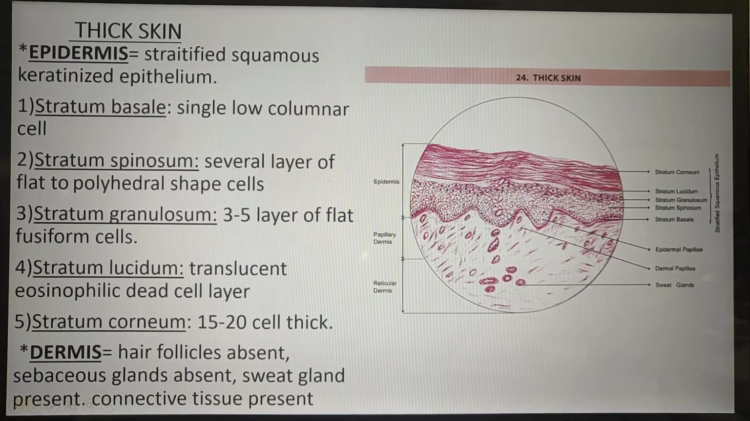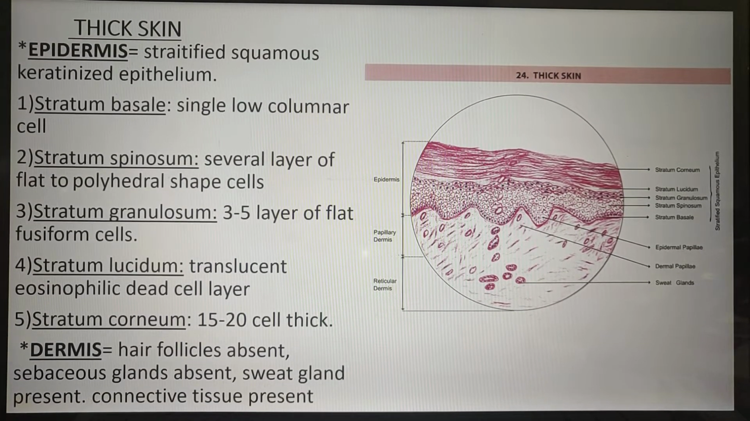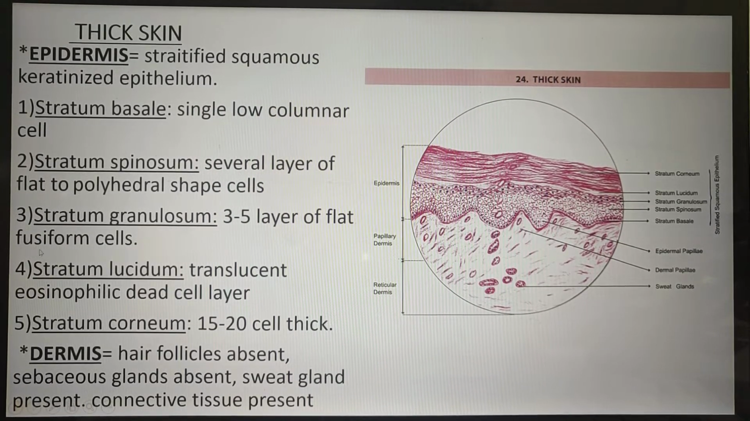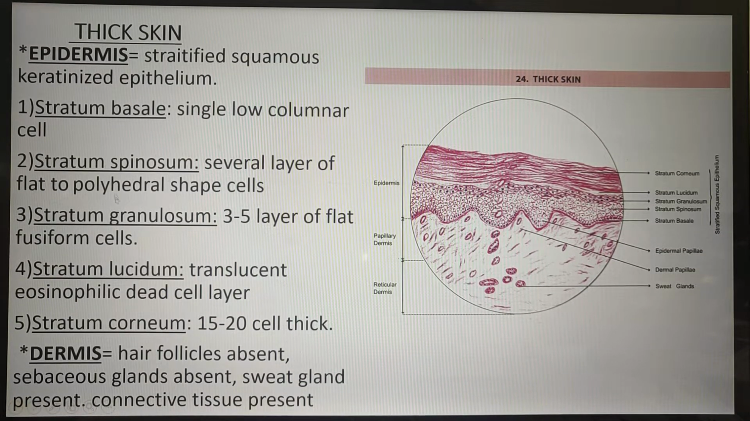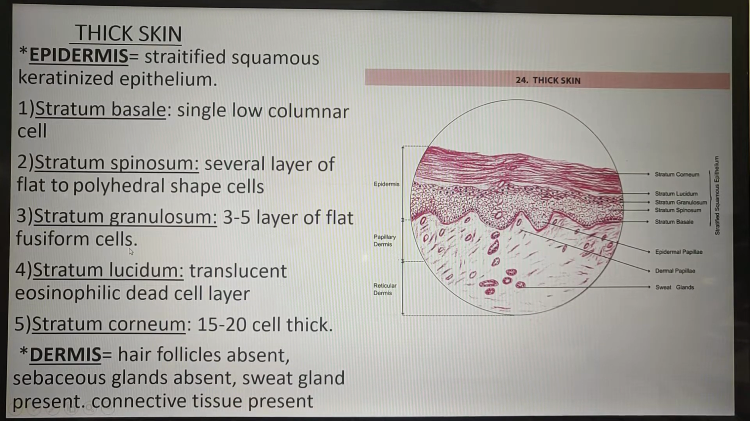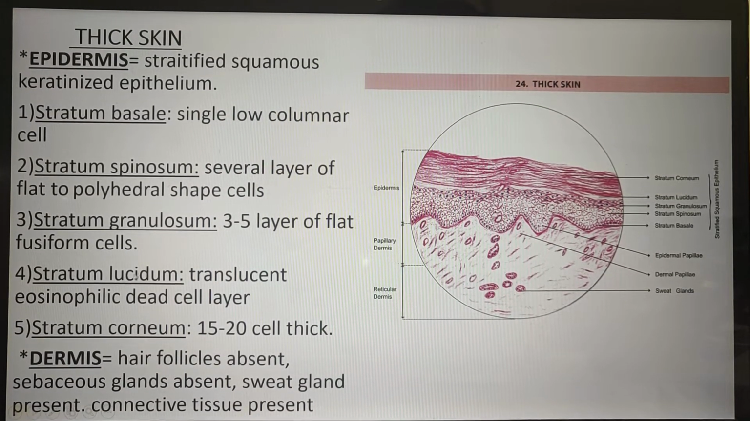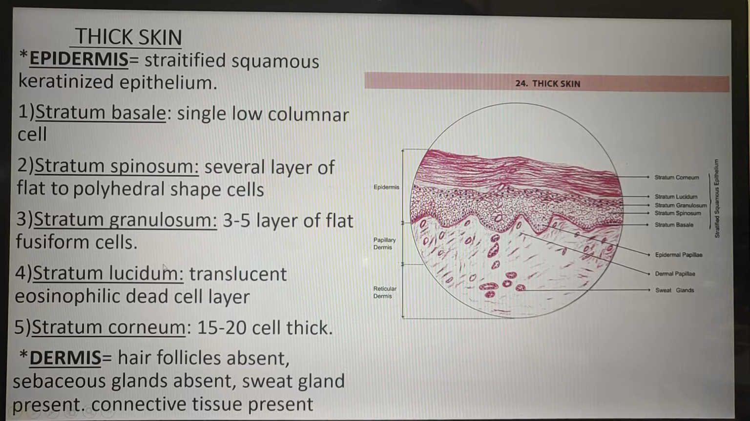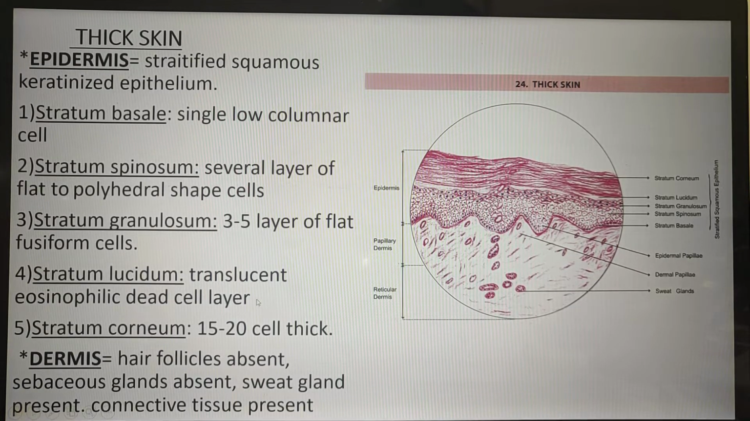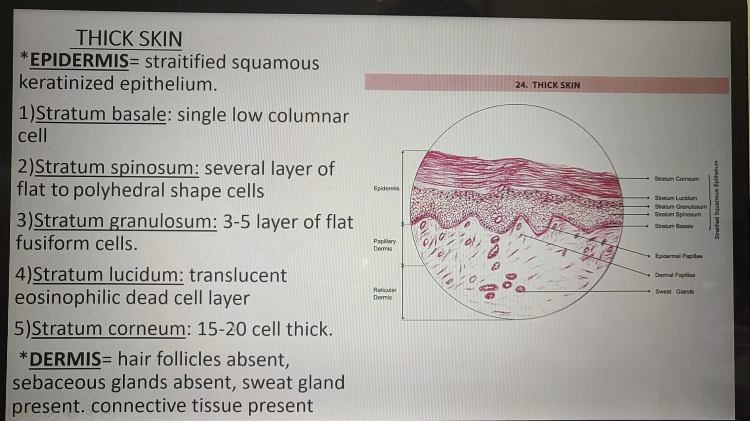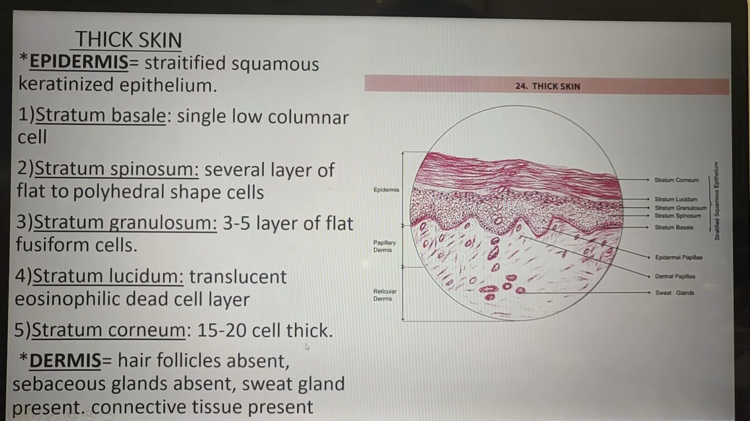It is spinosum. It looks like spine-like processes of the cells. That's why it is called the stratum spinosum. Stratum granulosum, 3 to 5 layers of flat fusiform cells. Stratum lucidum, it is a transparent eosinophilic dead cell layer which is not seen inside the thin skin. And stratum corneum, 5 to 20 cells thick.